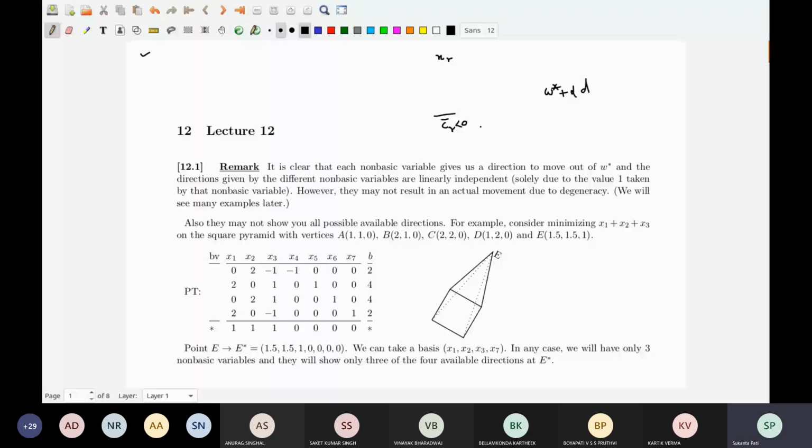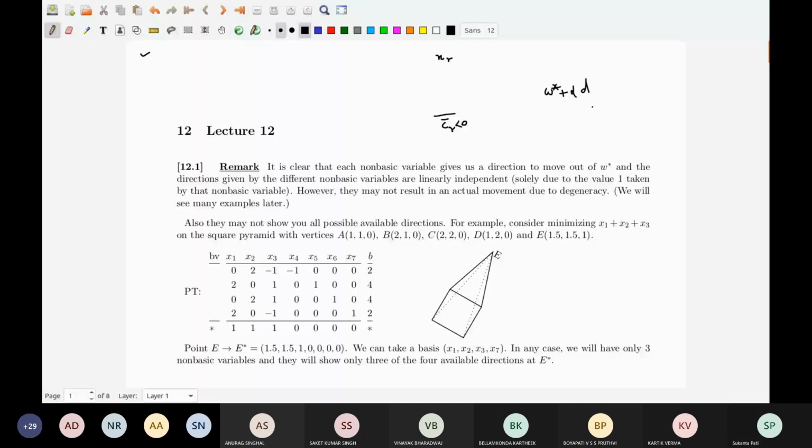But it may so happen that the extent of movement may actually turn out to be 0. That may happen. Okay, we'll see many examples there. In that case, whatever vertex you were at that stage, you will remain at the same vertex even after moving, because you move by 0 units. Only the basis will change. We'll see those cases.